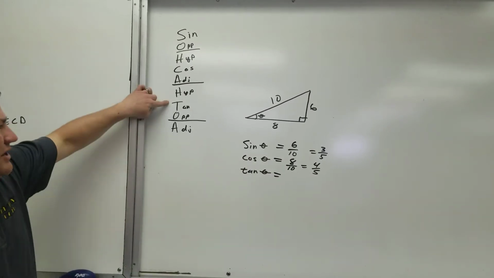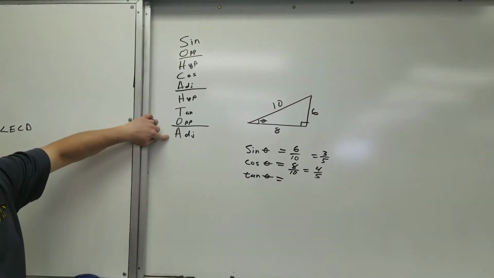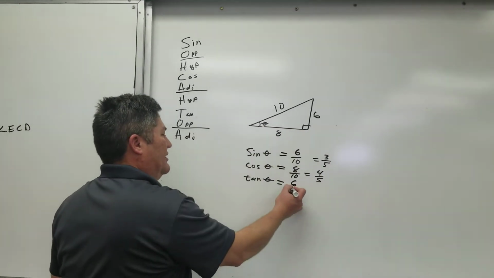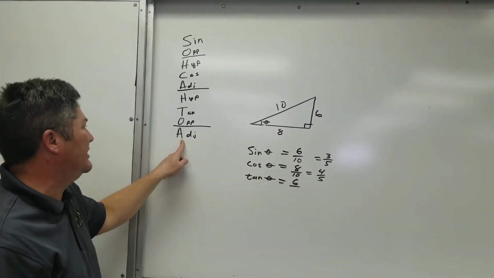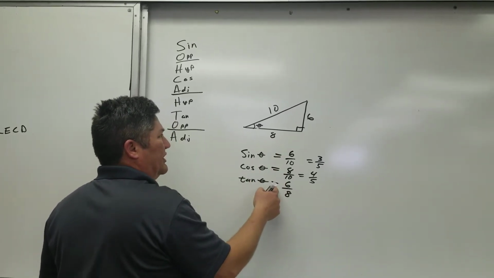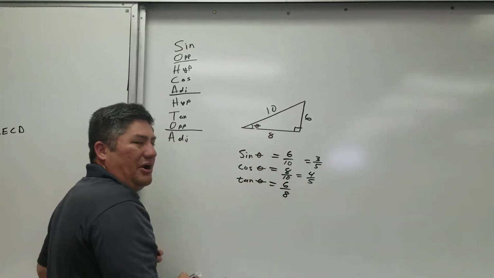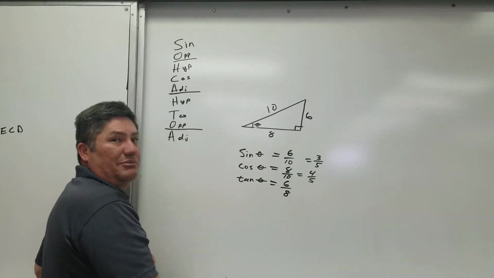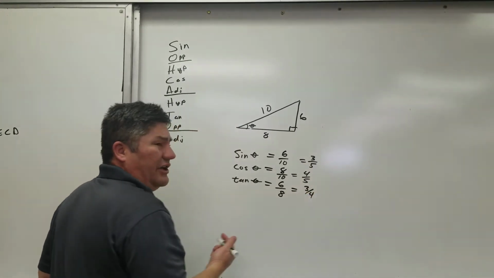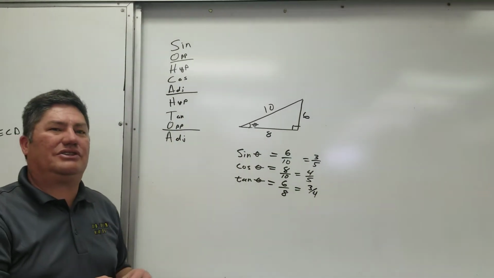Tangent, going to tangent. Opposite over adjacent. So again, I start at theta. The side opposite is 6. The side that is adjacent is 8. Do not use the hypotenuse as the side adjacent. That's where people will mess up. So be careful of that. That reduces to 3 over 4. And you're done. That's pretty much all there is to Sohcahtoa.